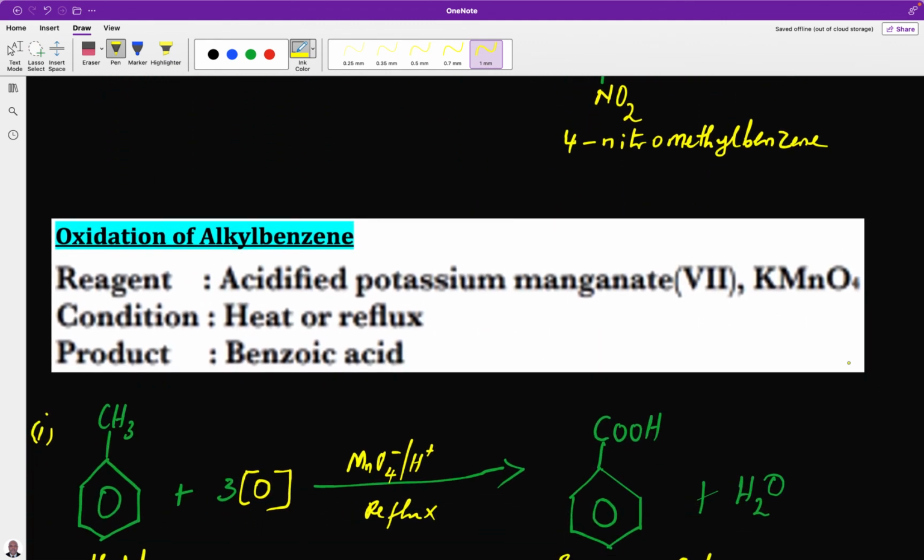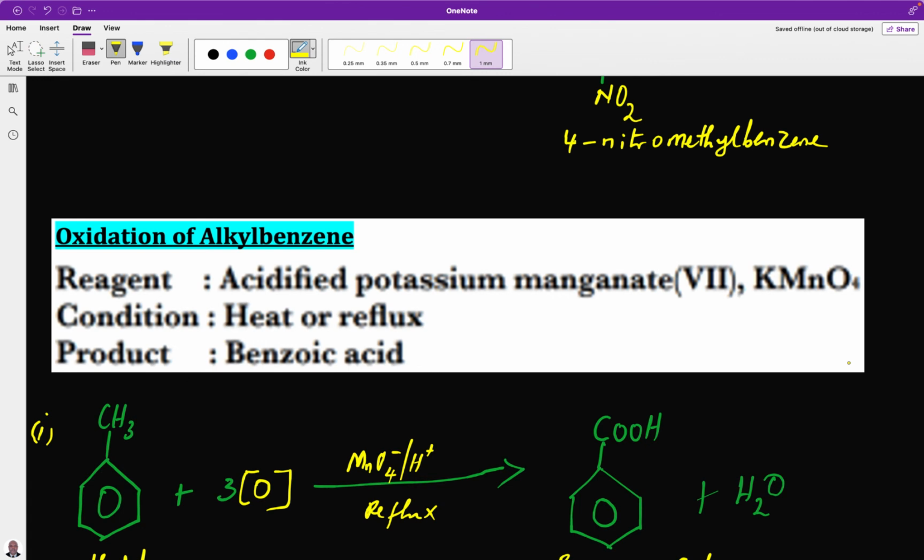We went further to the oxidation of alkylbenzene, and we are still using methylbenzene as our example. The reagent that is used for the oxidation of this alkylbenzene is acidified potassium manganate(VII). This is a strong oxidizing agent. Remember, for the purpose of revision, acidified potassium manganate as an oxidizing agent helps to provide oxygen. As this reaction mixture is refluxed, benzoic acid is produced.